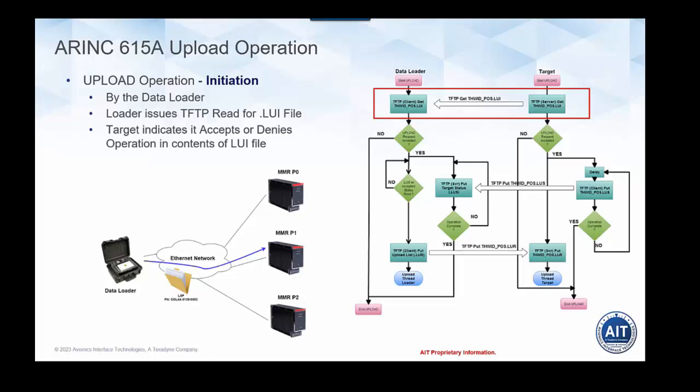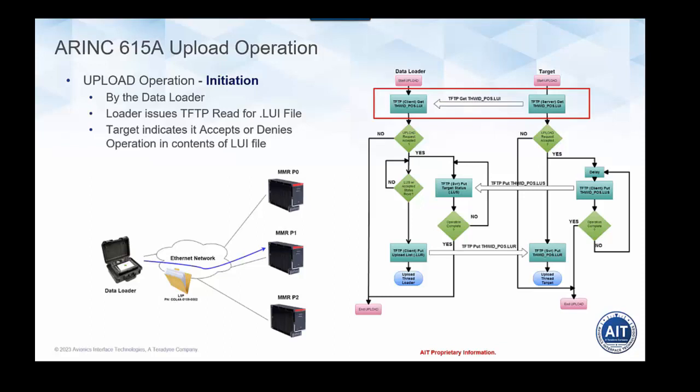Okay, if we look at the actual mechanics, or the protocol progression, of an upload operation, I have some flow charts here. On the left side is the data loader. On the right side is the target avionics system. An upload operation is initiated by a data loader. The data loader initiates this by issuing a TFTP GET, or a TFTP read request, to the target system. Specifically, that read request is for a file named with the target hardware ID of the target, which is reported in the find operation, then an underscore, then the position, which was reported from that target in the response to the find operation, and then a .lui on the end.